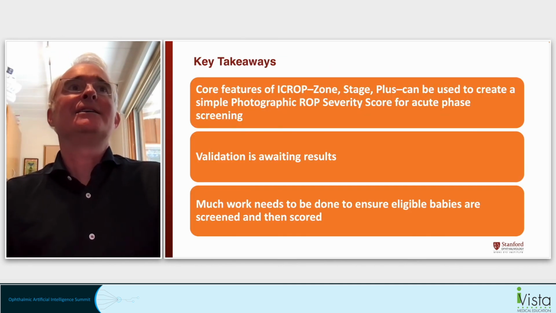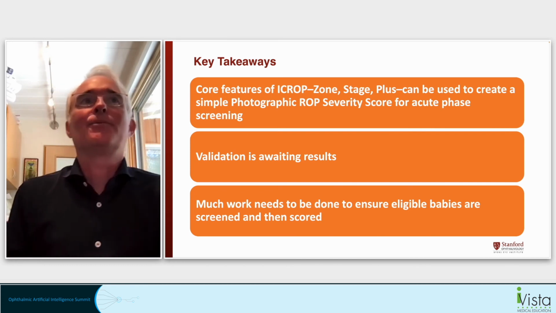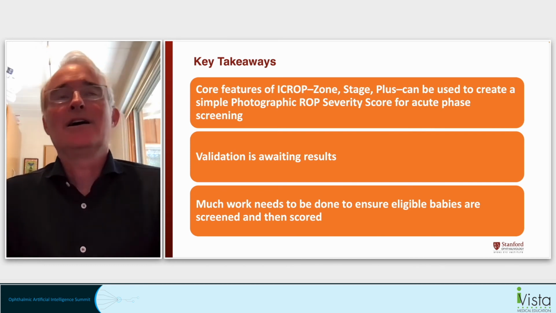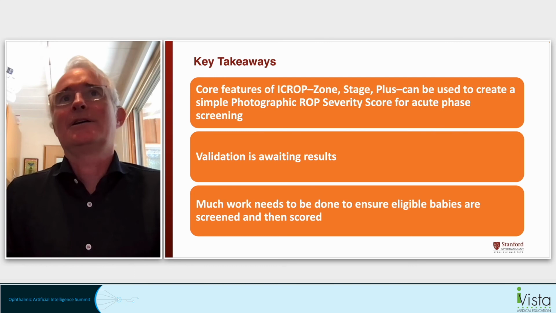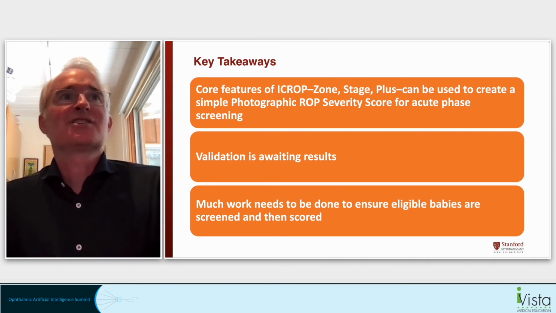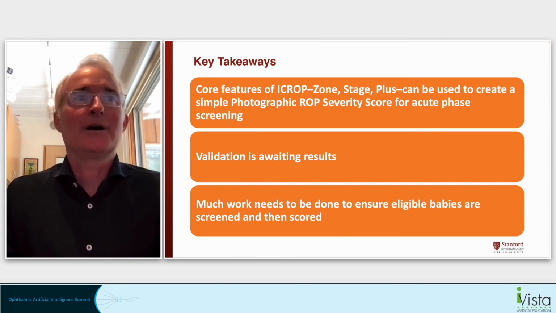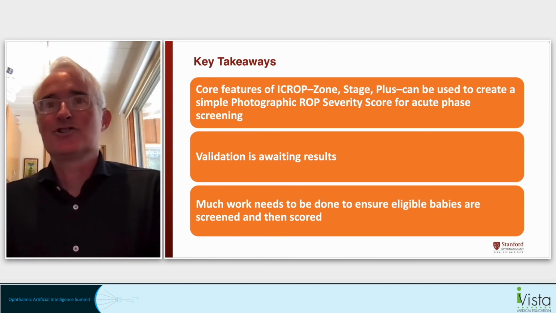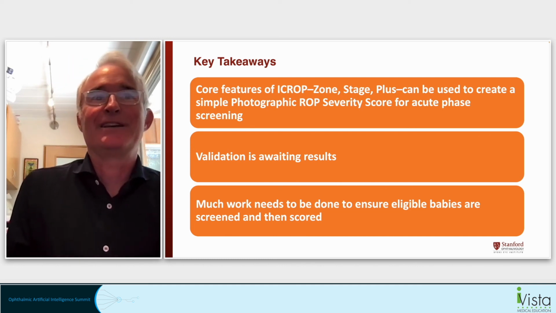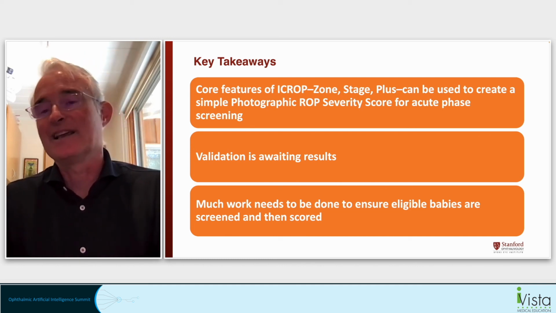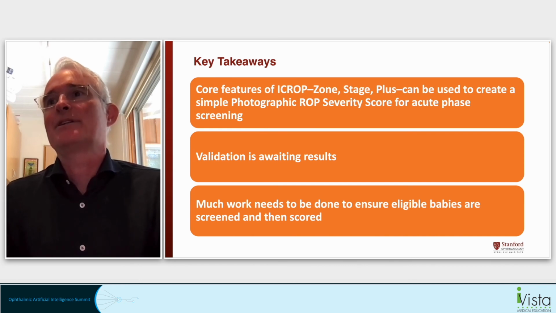So at the end of the day, the key takeaways from the ROP photography severity score is that zone, stage, and plus can be used to create a simple score. Validation is pending our analysis of the data, and much work needs to be done to ensure eligible babies are being screened and then scored before we can even think about deploying AIs in these populations.